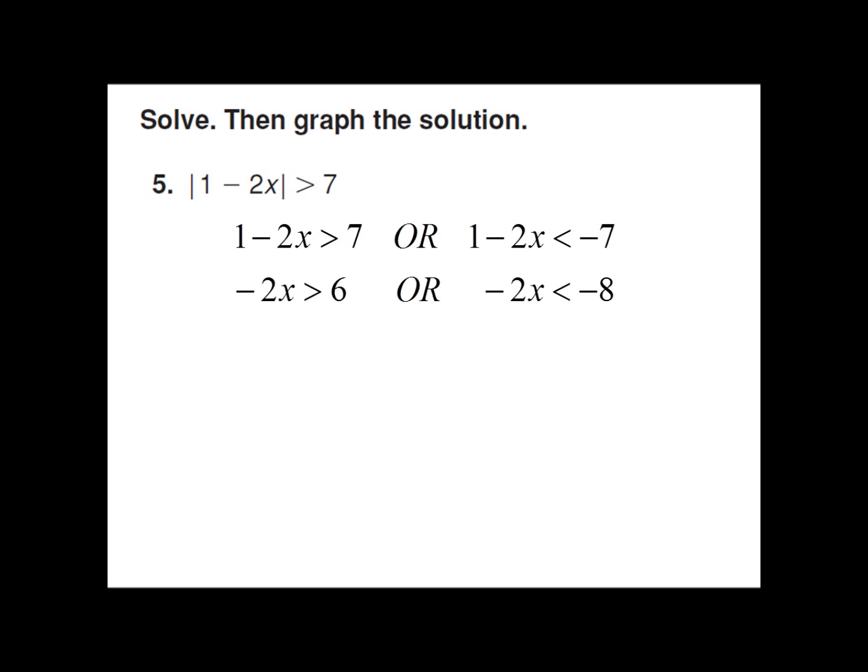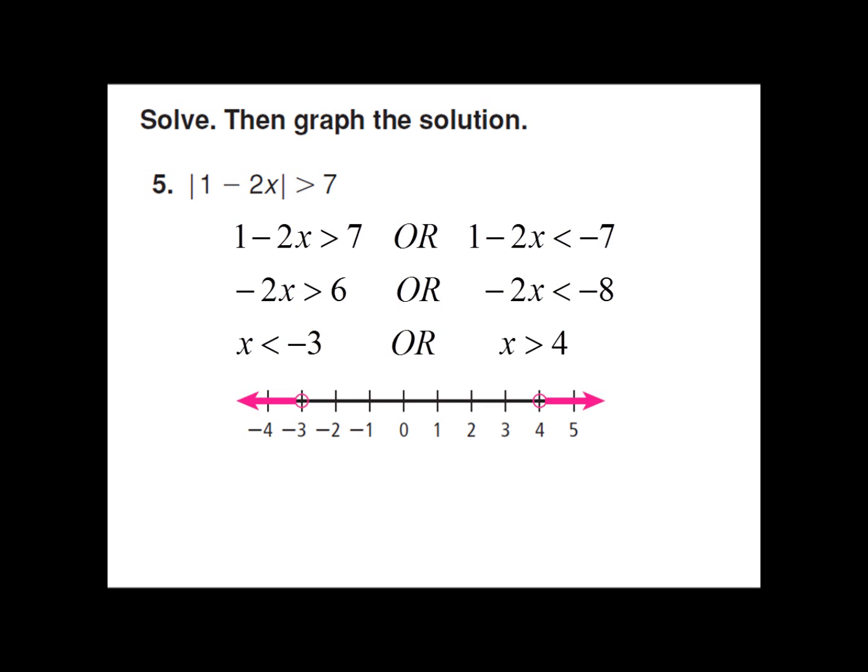Subtract 1 over in both inequalities. Divide by negative 2 in both inequalities, and we get x is less than negative 3, or x is greater than 4. Graphing, we use open circles at negative 3 and positive 4, and we shade out.